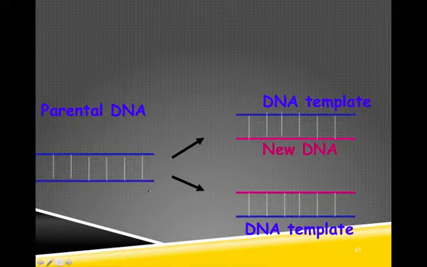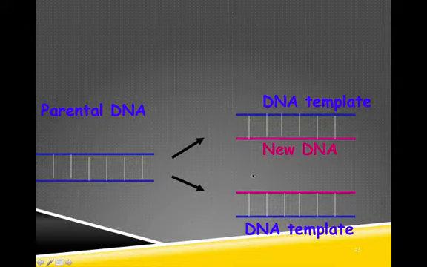So over here you will see that I have my parental DNA. It's in blue. I have two blue strands. Those two strands are going to separate. Remember that the rungs of my DNA are made up of bases, and the bases are held together by weak hydrogen bonds. Those hydrogen bonds are going to break, and I'm going to separate it into two single strands. Those single strands then act as a template for the new DNA to form.